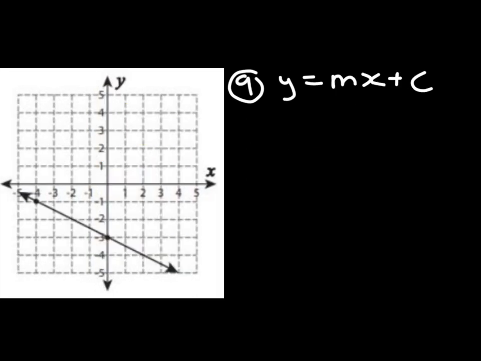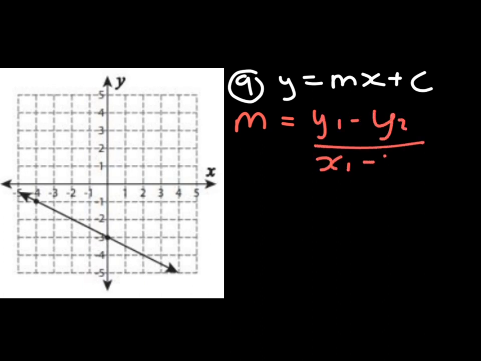Lastly, question number 9. We have this graph provided for us, and we are once again asked to find the equation of the straight line. So we start off m equals y1 minus y2 over x1 minus x2. So we find our points on the graph, and we see that we are given this point over here, which is 0 and minus 3, and we're given this point over here, which is minus 4 and minus 1.